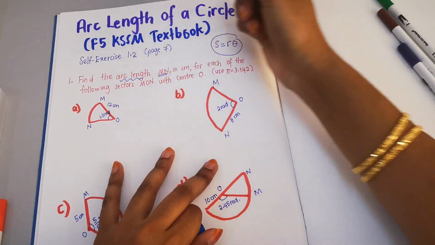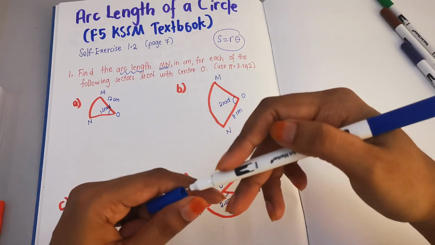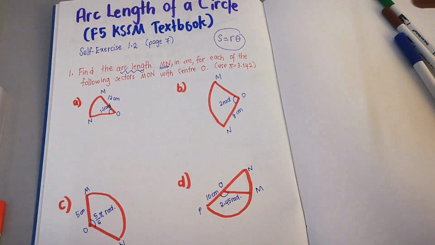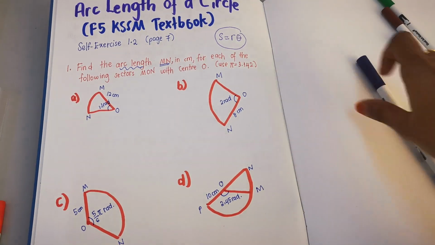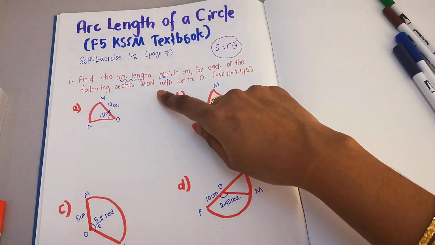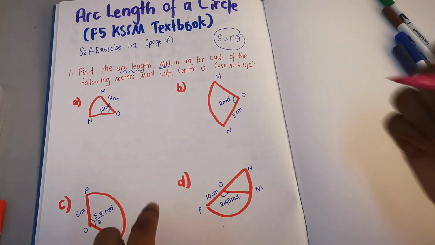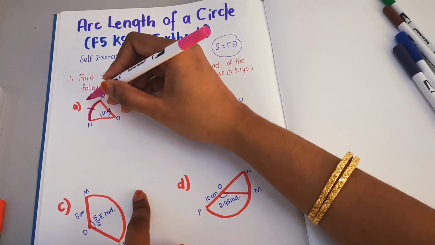Take note also of the letters MN, because sometimes they will draw a drawing and there will be different labels, which we will see in the example. So now, for each of the following sectors MON with center O, let's get started. We are supposed to find the arc length. So the arc length is this, S.